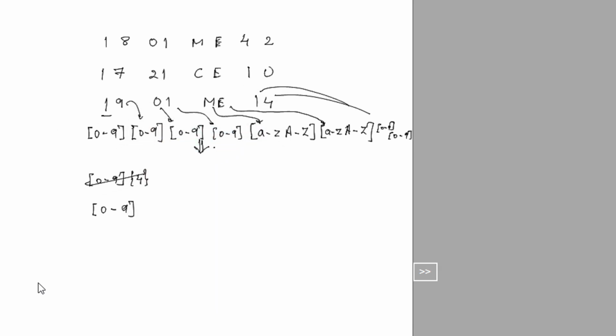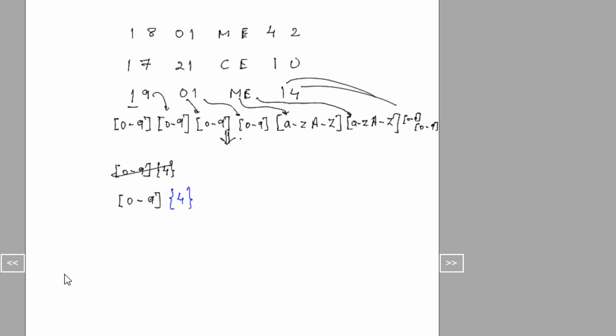And in the curly bracket, we specify 4, right? So the same pattern, if it is repeating, you see 0 to 9, 0 to 9, 0 to 9, 0 to 9 is repeating how many times? 4 times, right? So for bracket, this is the convention.